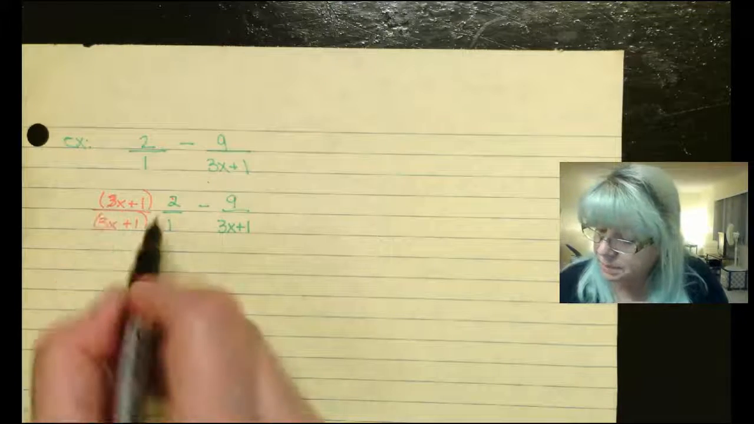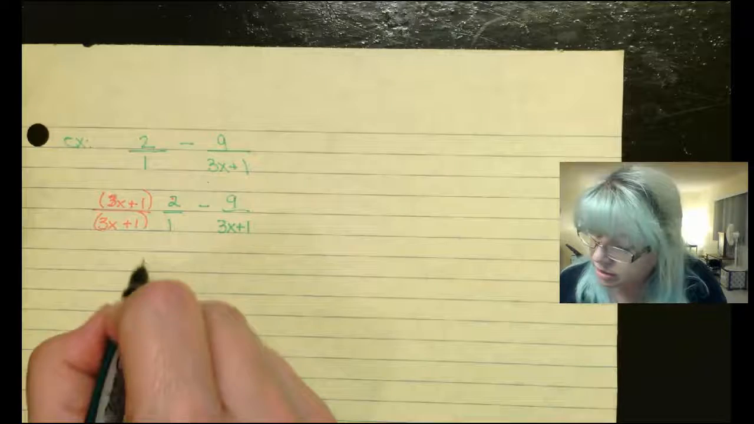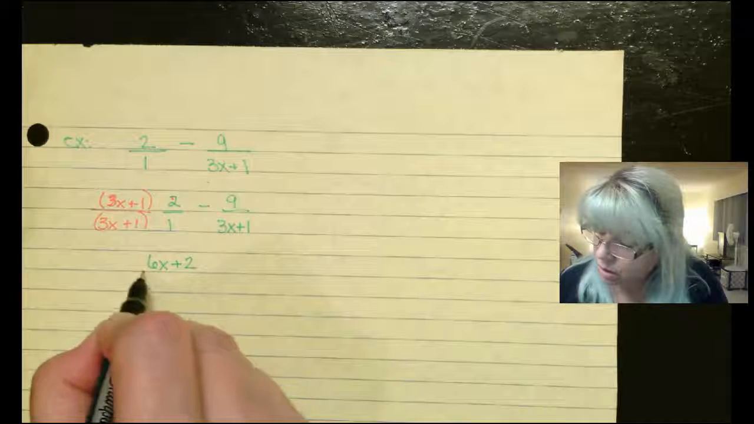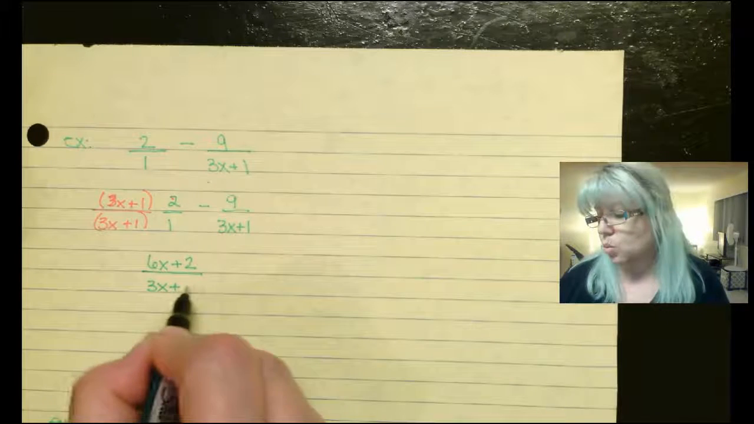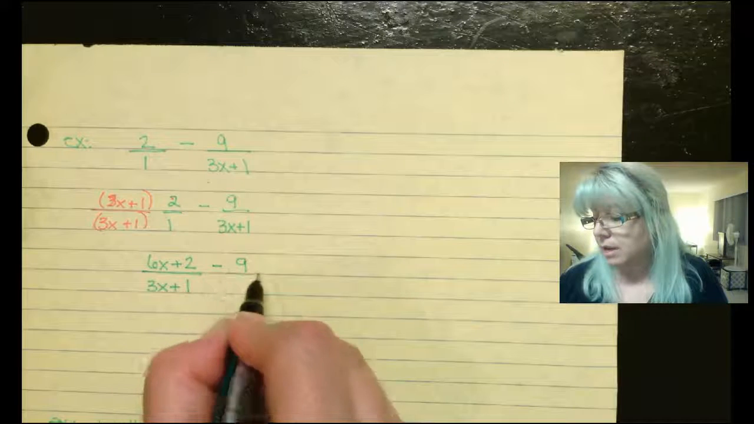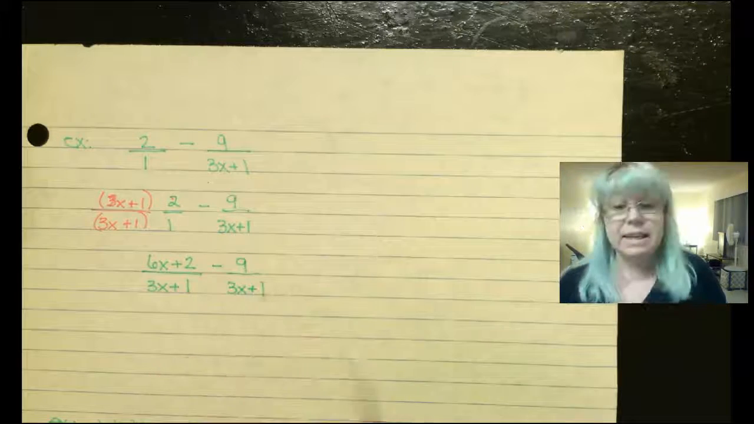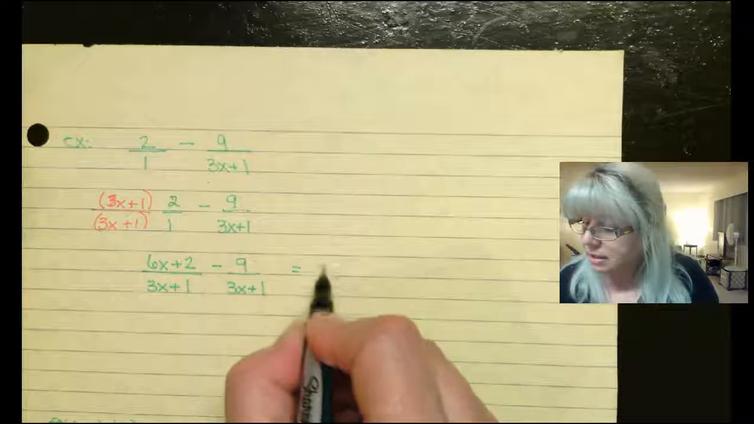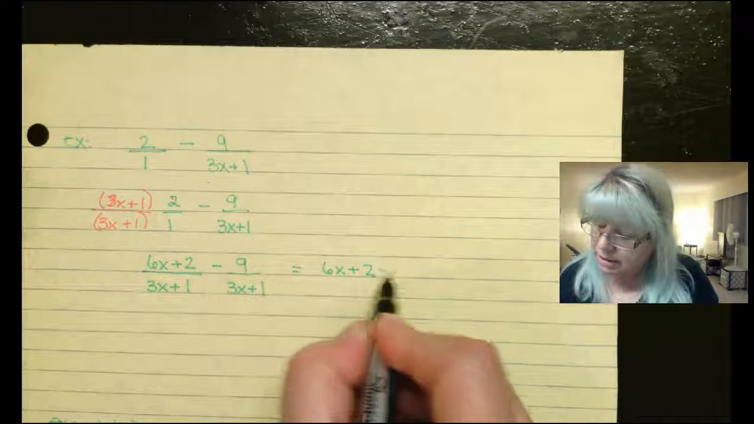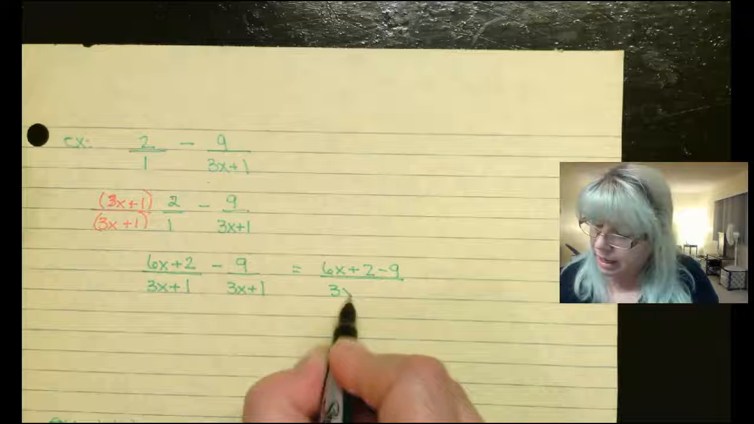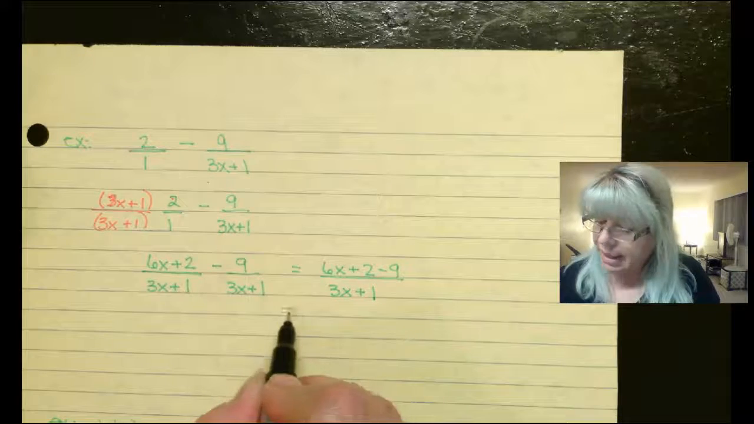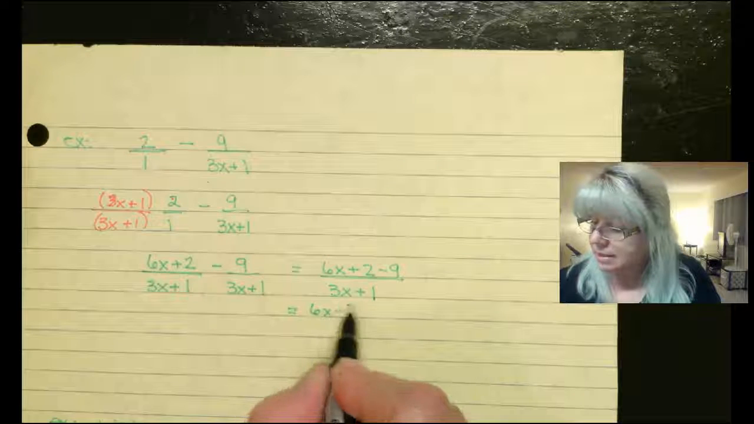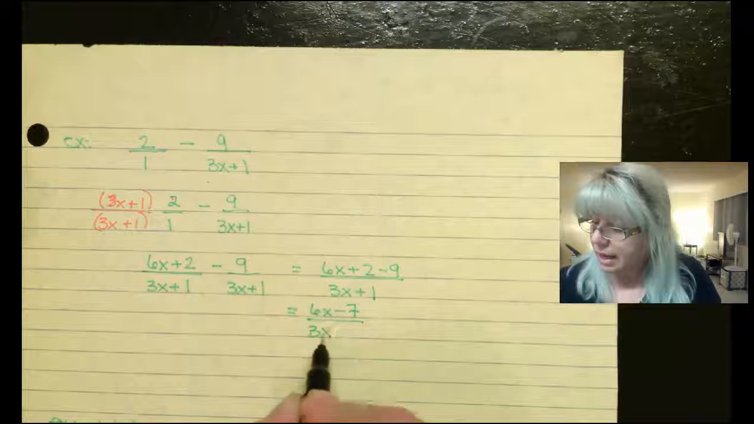That's going to give me 3x times 2 is 6x. 1 times 2 is 2 all over 3x plus 1 minus 9 over 3x plus 1. Now that they have the same denominator, we can combine them into one fraction. 6x plus 2 minus 9 all over 3x plus 1. Add like terms. 6x, 2 minus 9 is minus 7 all over 3x plus 1.